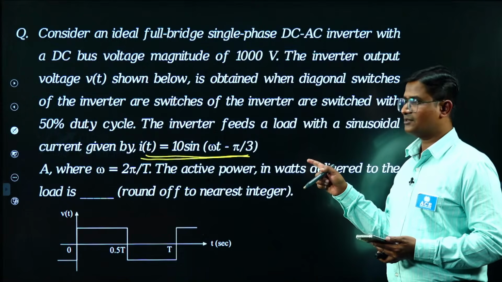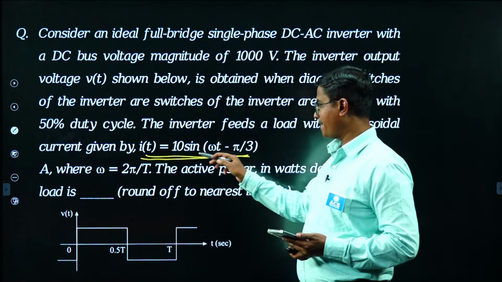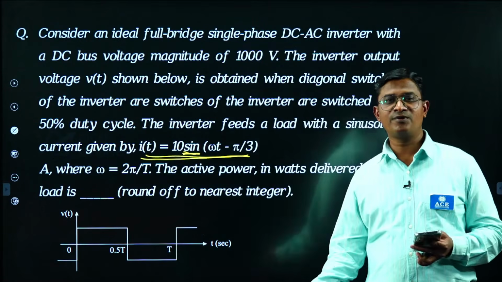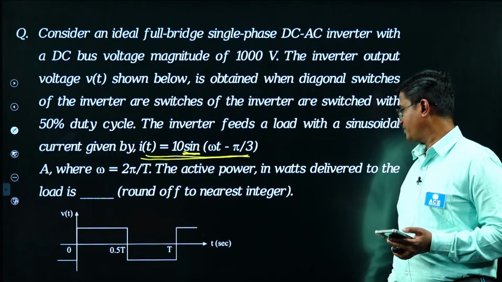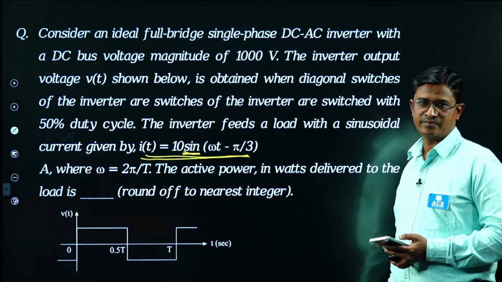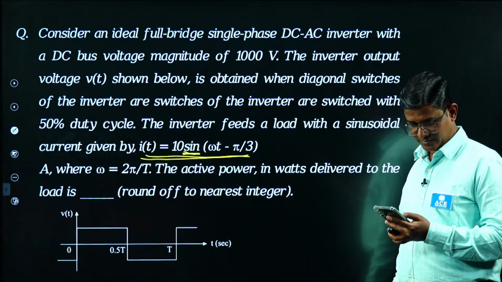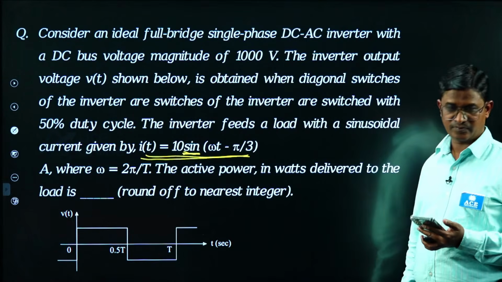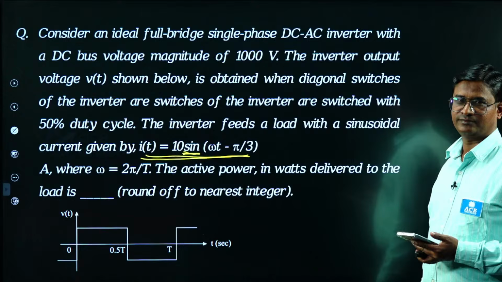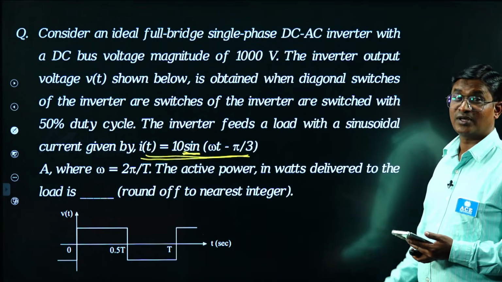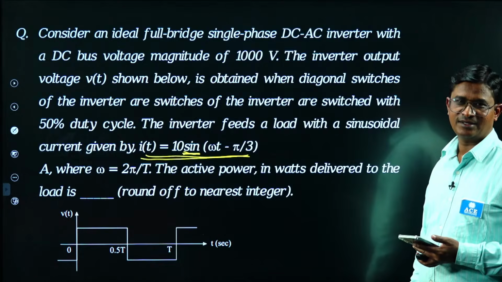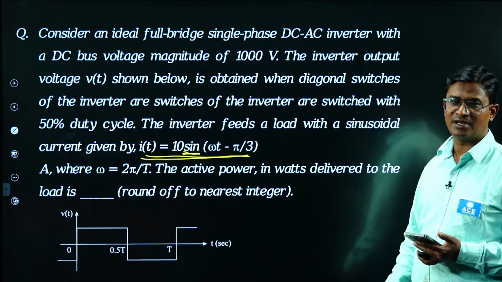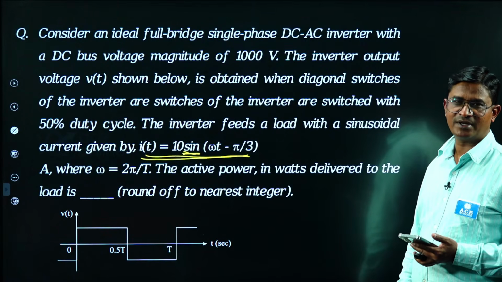Here they are saying load current is pure sinusoidal. Now I have given you a hint, load current is pure sinusoidal. So what will be your load power? Come on. If load current is pure sinusoidal, what will be your load power? Load current is not having any harmonics. So your load power will be equal to only fundamental power, right? Only fundamental power. So how to find fundamental power?